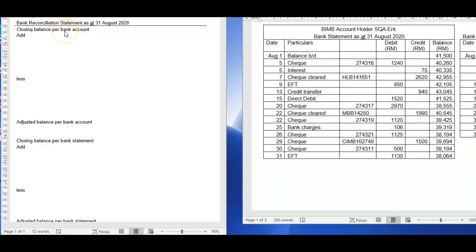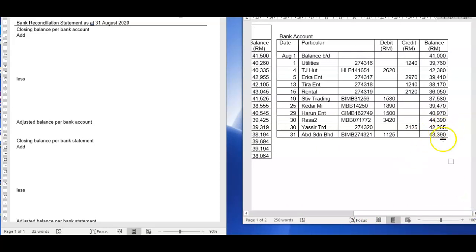Now your task is to put the figures or the transactions that you need in the bank reconciliation statement. The closing balance per bank account amount is to be put here. So the balance of the bank account is 43390. Okay, this is the amount of the closing balance per bank account. And the closing balance per bank statement is 38064, the last one.